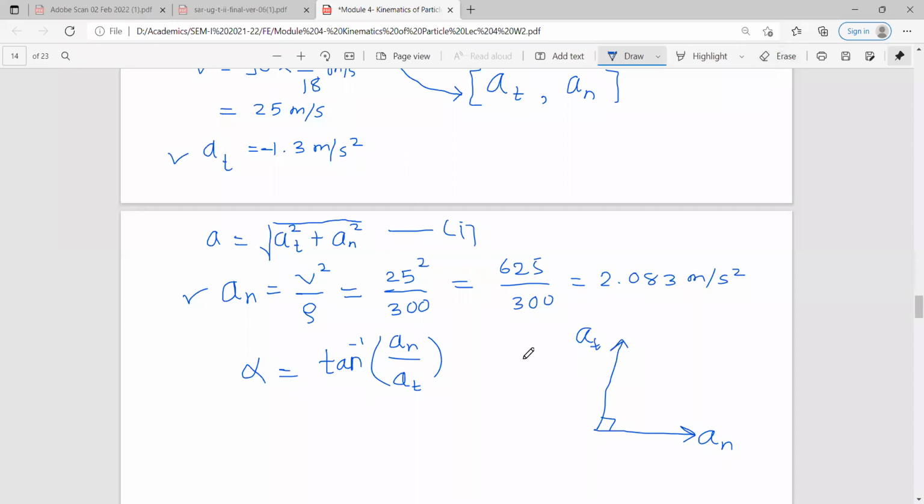So this alpha is measured from which component? It is measured from the tangential component. So direction of total acceleration A will be measured from tangential component. You remember this, the alpha from where you have to measure the alpha? From tangential component. So use these two equations, then you got the answers for this particular problem.